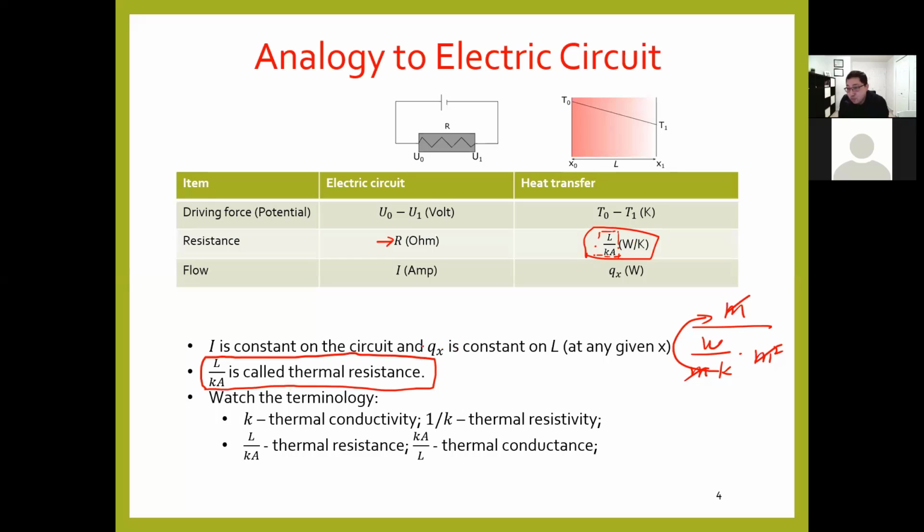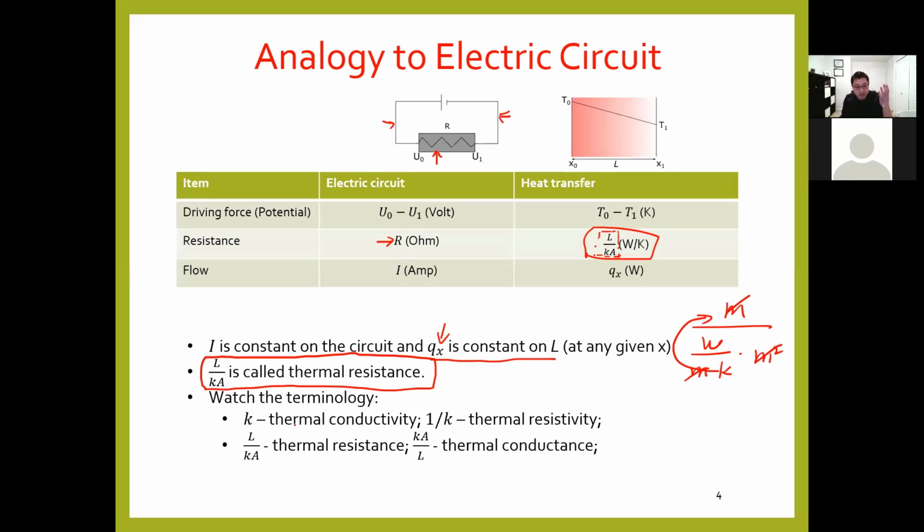However, there's one constraint. Current in an electrical circuit is always a constant. No matter where you measure the current, like here or within the resistor or here, it doesn't really matter, it's a constant. So in order to apply this analogy, you need to have a constant heat transfer rate. So Qx must be constant over the length or the thickness of the plate. So that's one constraint.